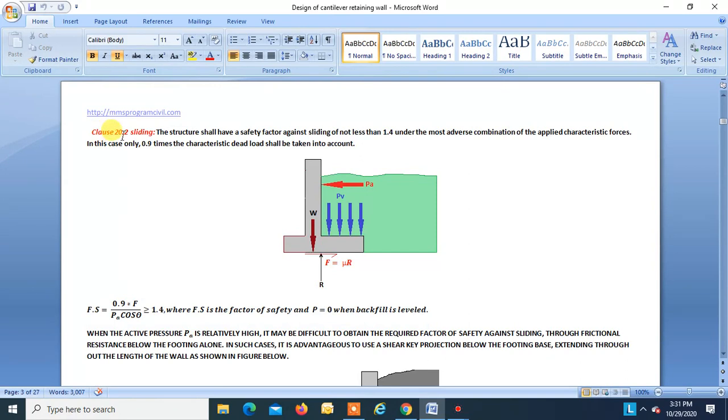Now, clause 20.2, sliding. The structure shall have a safety factor against sliding of not less than 1.4 under the most adverse combination of the applied characteristic forces. In this case, only 0.9 times the characteristic load shall be taken into account. So this is the active pressure which tries to move the cantilever wall, and this is the frictional force at the bottom of the base slab and the soil which tries to resist this movement, okay. So this F is equal to mu into R, where mu is the coefficient of friction and R is the resultant force, that is the addition of all the dead weights which are helpful in resisting the overturning of the structure, okay.